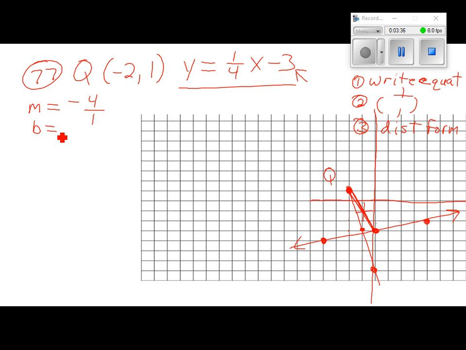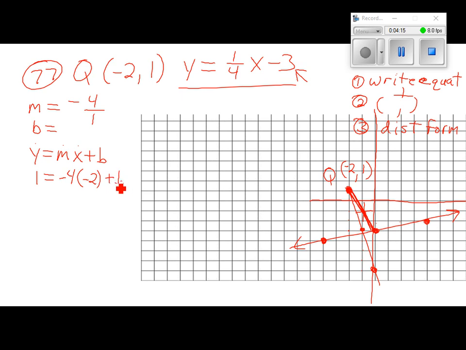To find b, we take our slope and the Q coordinates, which were -2, 1, and we plug into y equals mx plus b. We're going to plug in here, here, and here. That's going to leave us with just b. What do we put in place of y? What's the y coordinate of the point Q? What's the slope this time? -4 over 1, or we could just use -4, right? What's the x coordinate? -2.